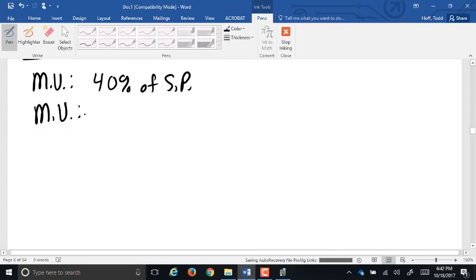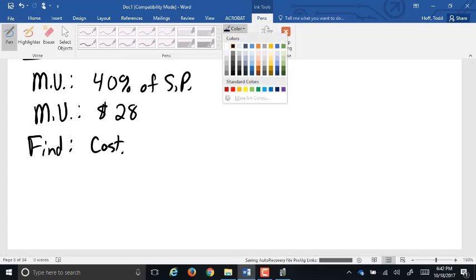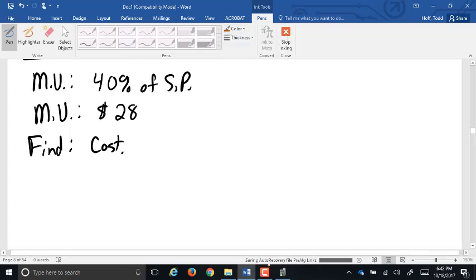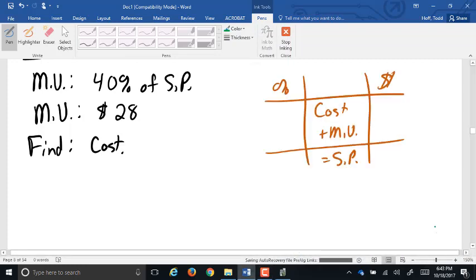So the markup is 40% of selling price. The markup is $28. Find cost. I'll give you a minute. 40% goes percent of markup. 28 goes dollar amount of markup.